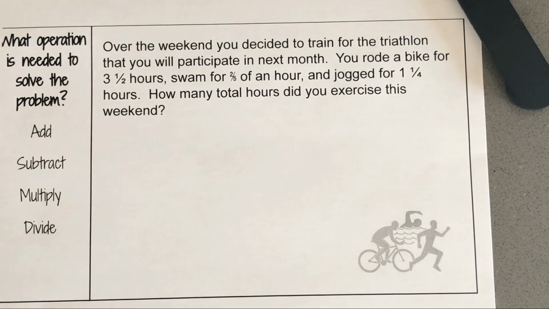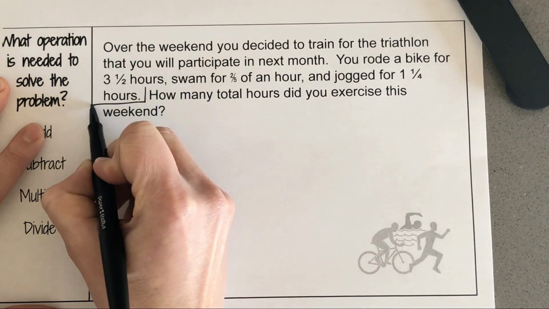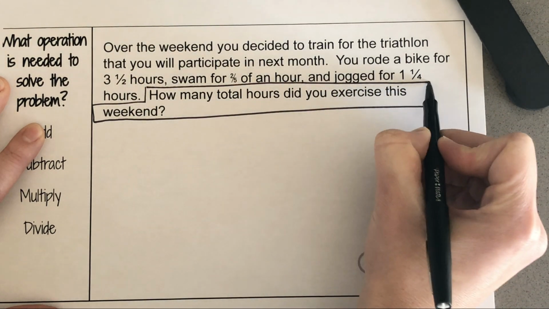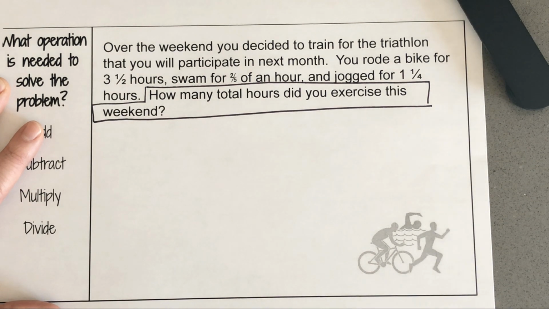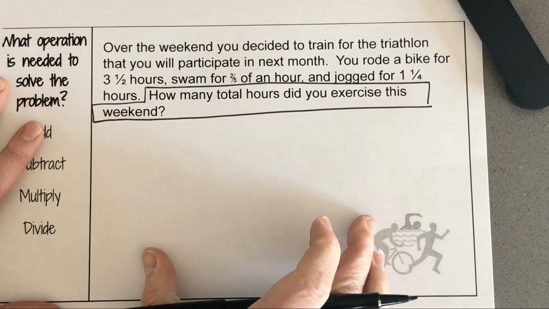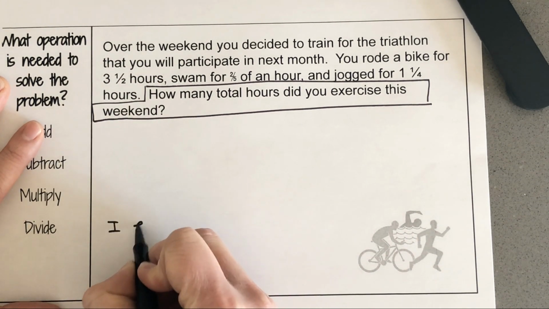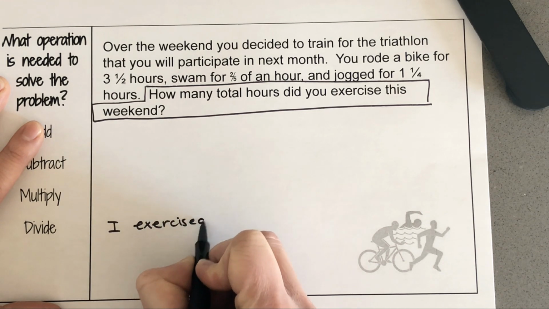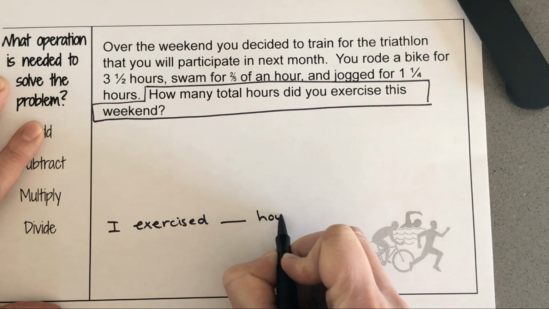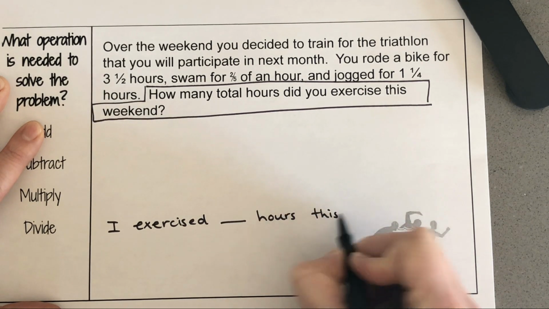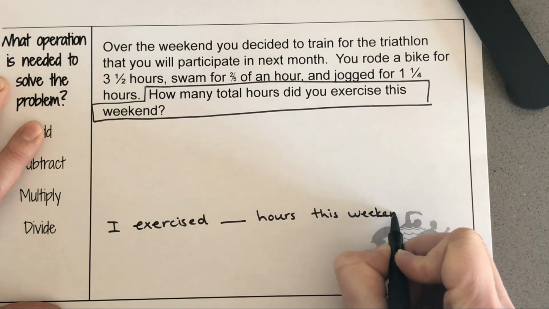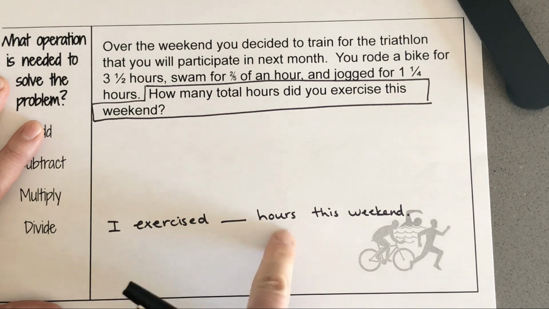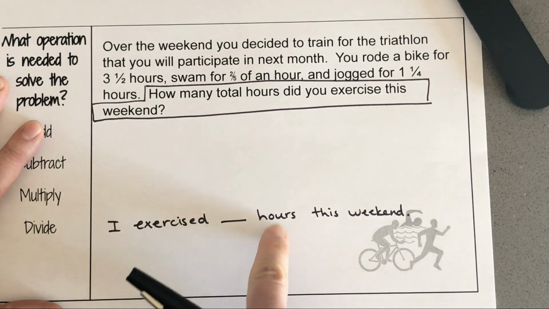With marking the text, we want to start by boxing in the question. So what am I being asked to find? That's what I'm going to box in. How many total hours I exercised this weekend. Then I'm going to take this question and turn it into a sentence. So I exercised blank hours this weekend. Right? Now, this tells me that what I need to look for above has to be labeled hours.